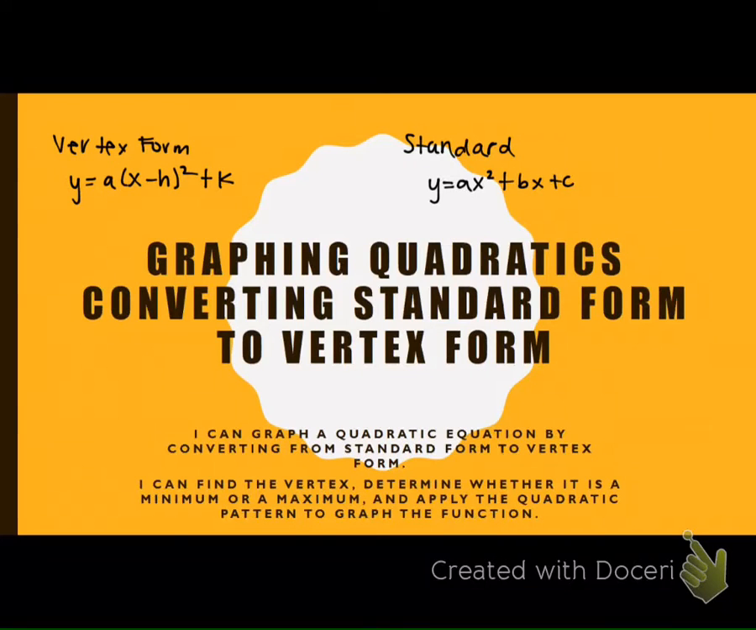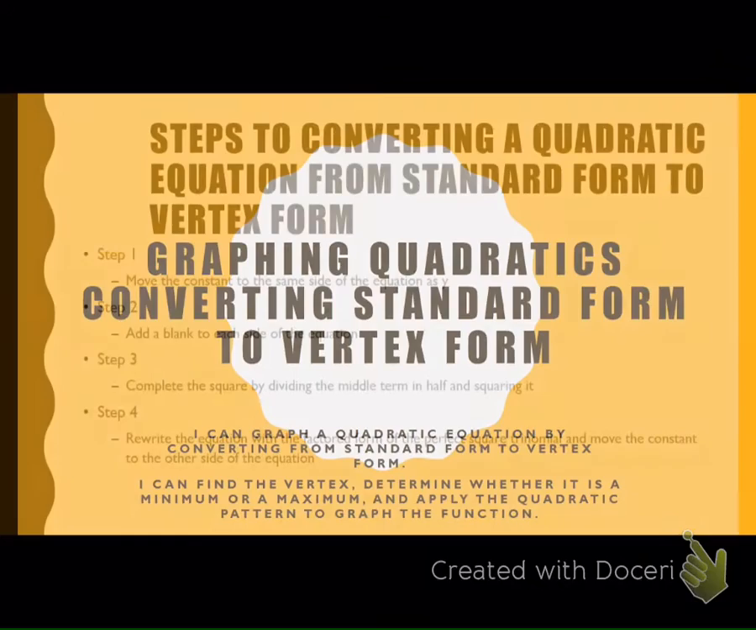This is an EOC topic for sure, so we'll be doing this again later on with solving. So if you don't understand it 100% today, we will be hitting on it again.